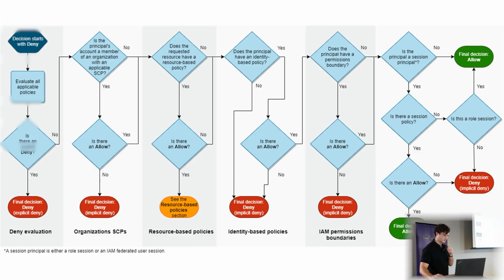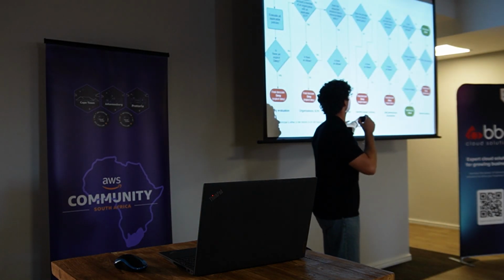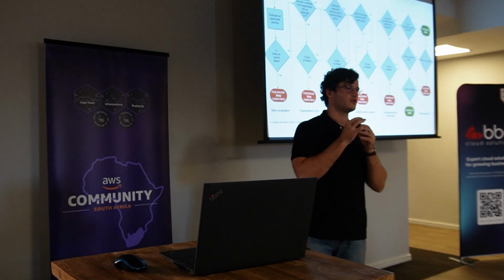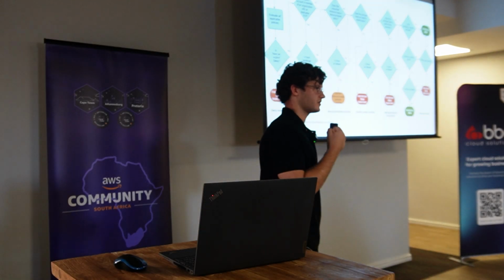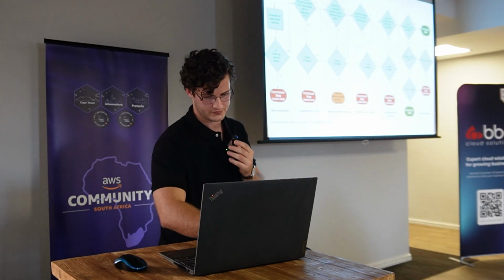Let's go back to our graph and see where we got stuck. It looks like it passed these stages, but it got stuck here at the identity-based policies, and that's the permissions policy that's on the principal making the call.